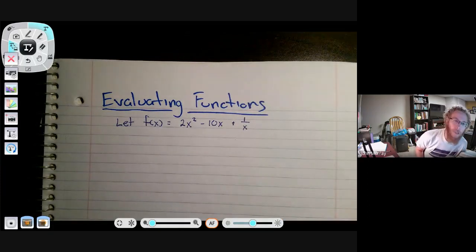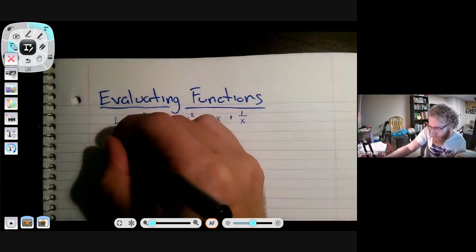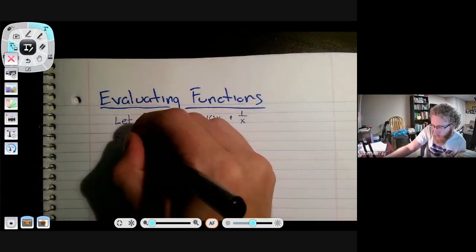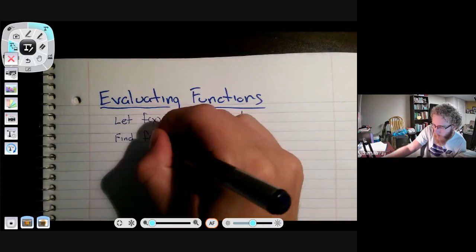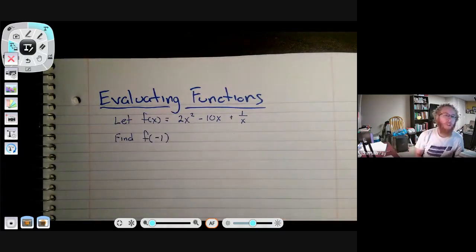Okay, say we have f of x equals 2x squared minus 10x plus 1, over x. Okay, so evaluating functions just means that we're going to be plugging in, pretty much. All right, so we're going to find f of -1.